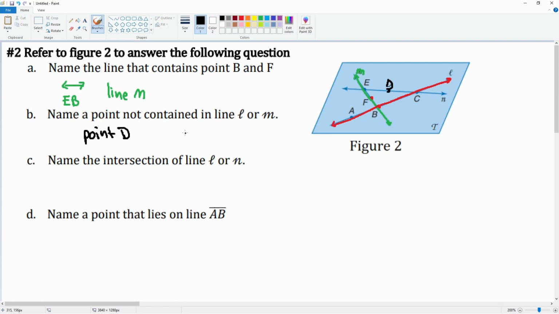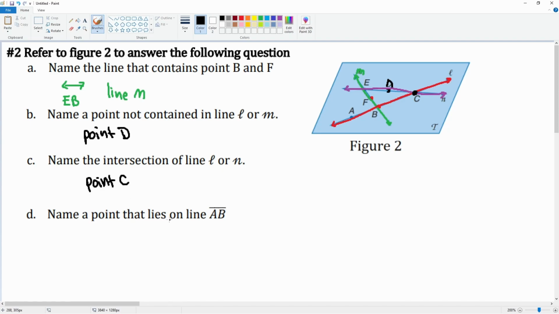Name the intersection of line L and line N. Line L, which is in red, is going to intersect line N, which is in purple. This point here is point C, which is going to be their intersection.